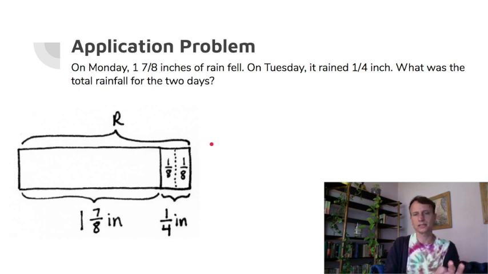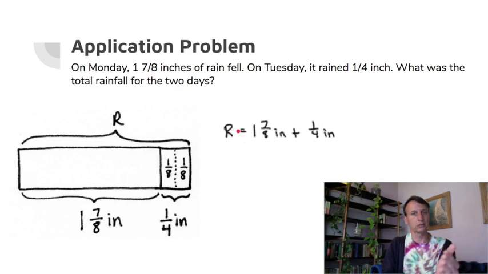So here's what it will look like in mathematics. Total rainfall is Monday plus Tuesday, 1 7/8 inch plus 1/4 inch. Well, what is that going to look like? The 1/4 is an eighth and an eighth. We can join together here. Look at that. What do we need to complete 1 7/8 to get to the next whole number? Oh, one of these eighths. So that'll give us 2 whole inches with what left over?